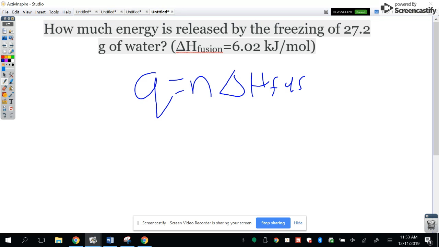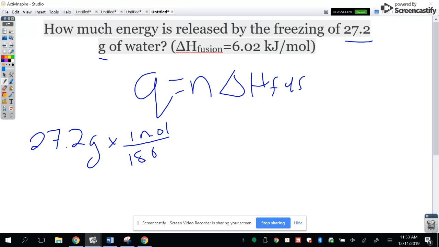So first thing I have to do is convert 27.2 grams of water into moles. So I have 27.2 grams times 1 mole of water is 18.015 grams. How do I get that? I add 2 times the molar mass of hydrogen plus 1 times the molar mass of oxygen. So I'm going to do 27.2 divided by 18.015, and I get 1.51 moles of water, and that's my n.